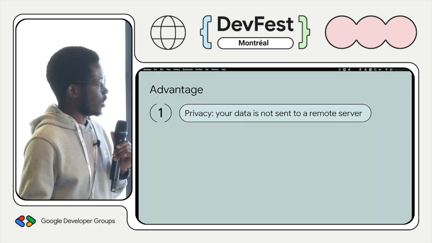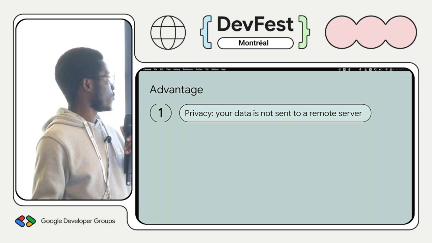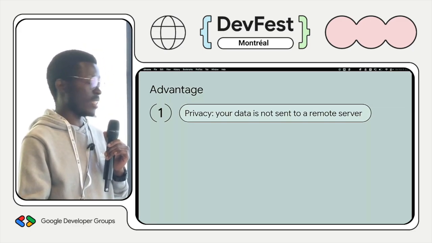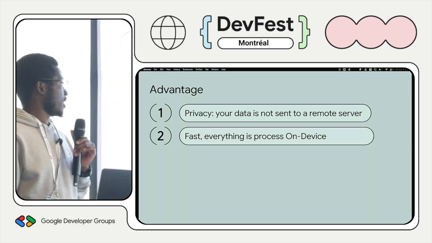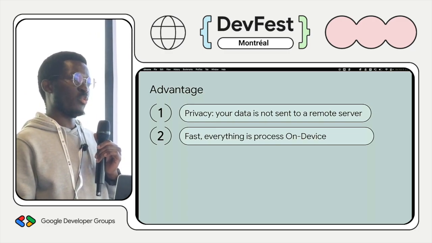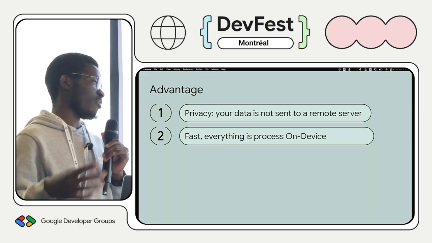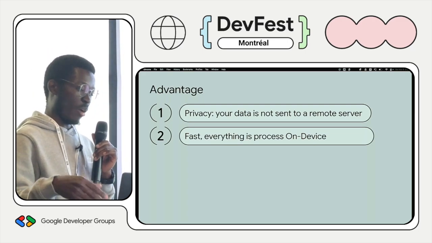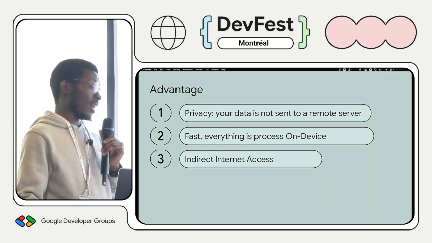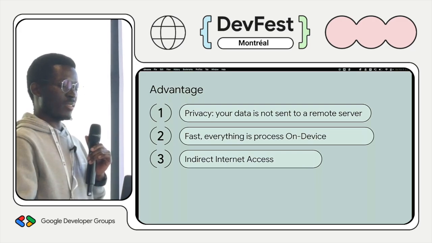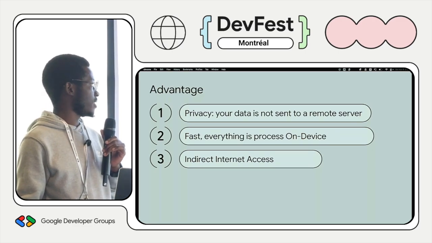So what is the key advantage of using an on-device LLM? The first one is obvious, the privacy. Your data is not sent to the remote server, so everything will be processed locally. The second thing is the fact that it's fast, the fact that you will not need to send your request to your remote API. Everything will be processed offline, and then you will get a faster response. And another one is what we call the indirect internet access. We'll try to explain this in a bit.